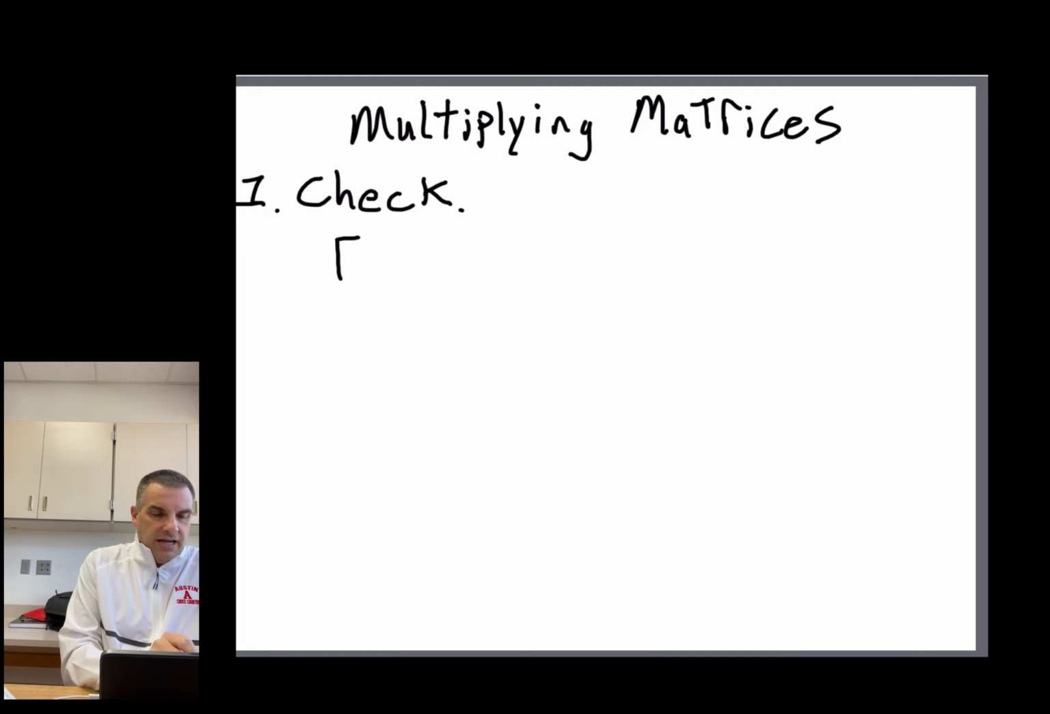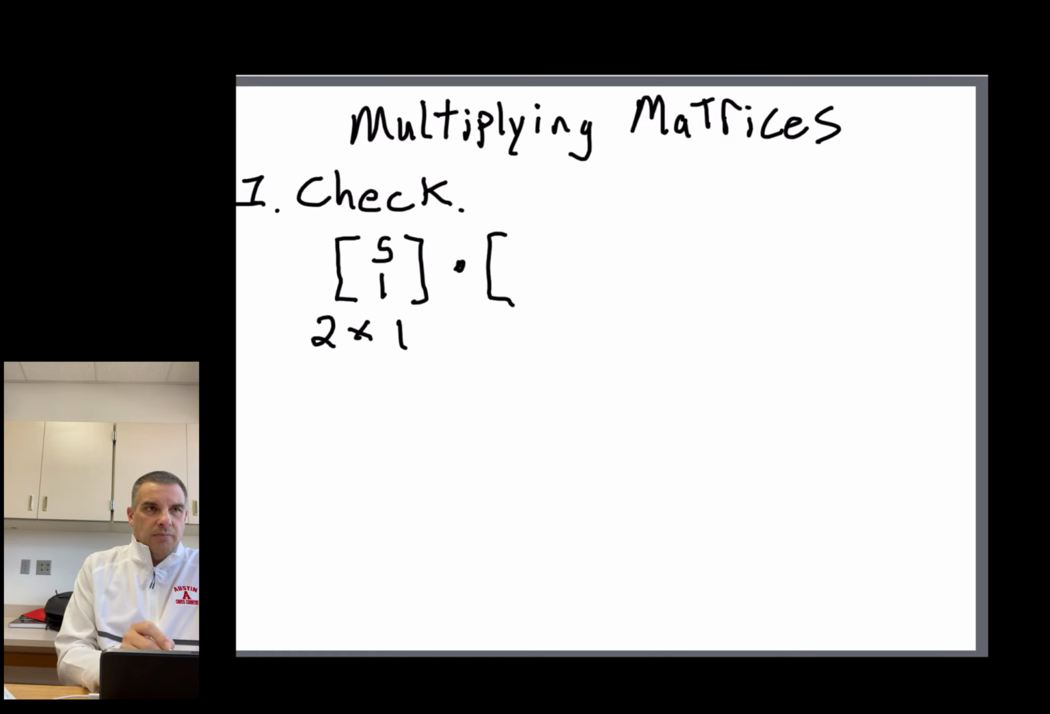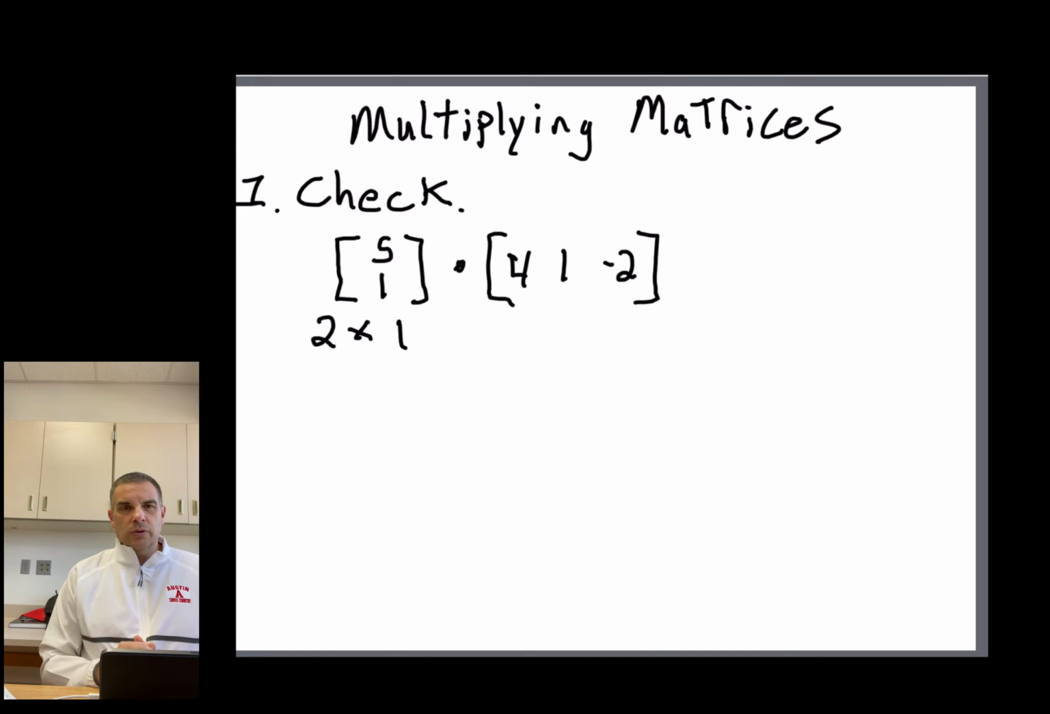So let's say that we have the matrix 5, 1. So we've got 2 rows by 1 column. This is a 2 by 1. And we're going to multiply that by the matrix 4, 1, negative 2. So we want to multiply these together. And this matrix is a 1 by 3 matrix.